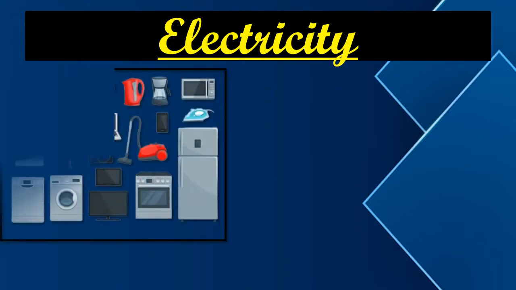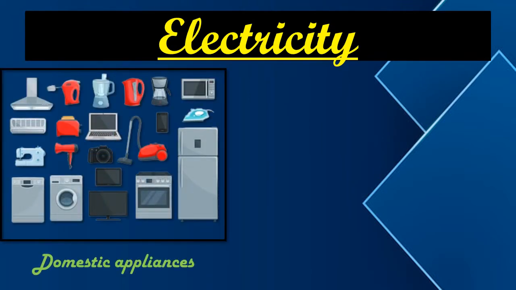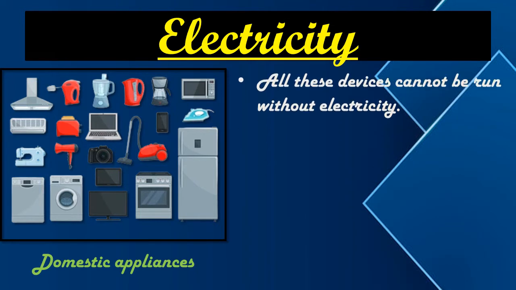Now students, domestic appliances, that is household appliances like the refrigerator, electric oven, mixers, fans, washing machines, vacuum cleaner, roti maker, almost everything has helped us by saving time and labor, and all these devices cannot run without electricity. So it plays a very important role in our houses.